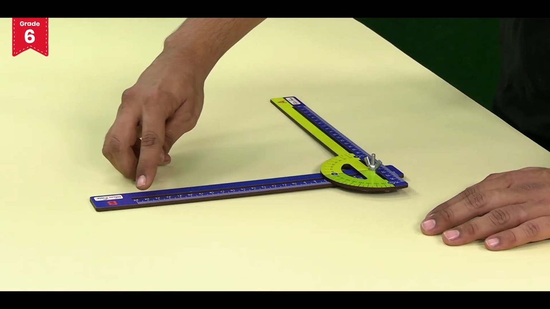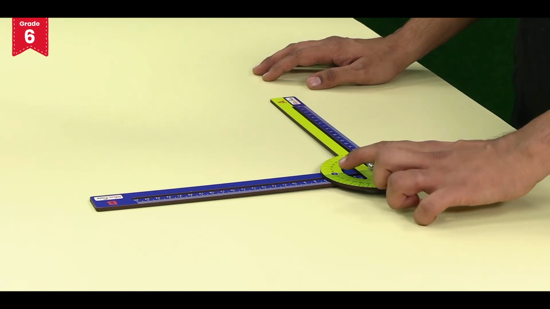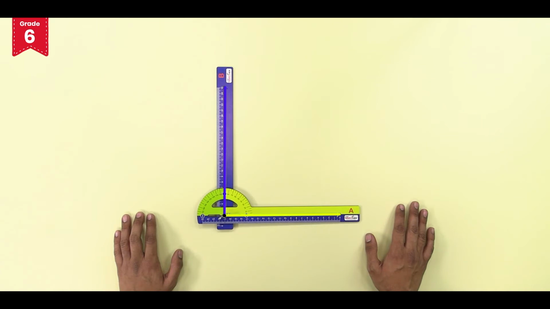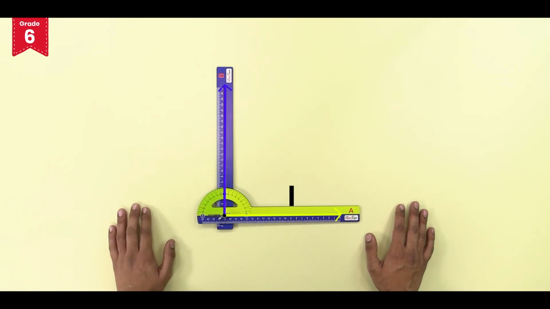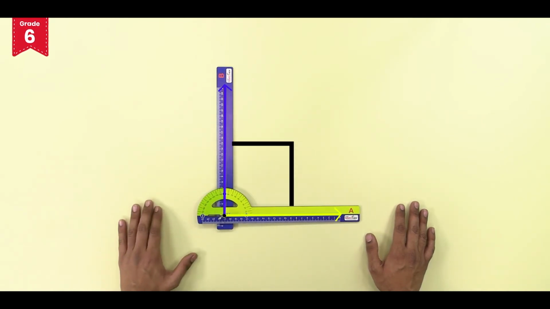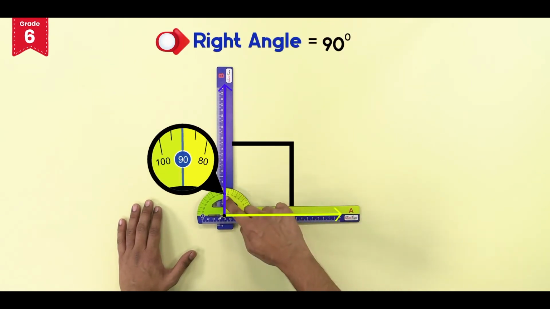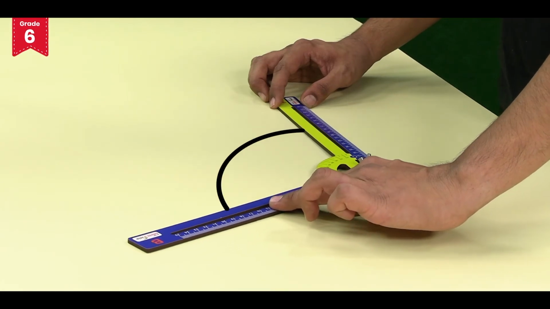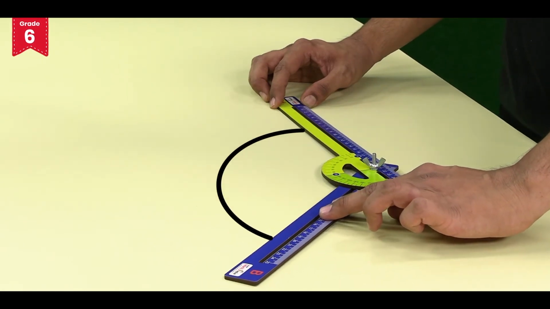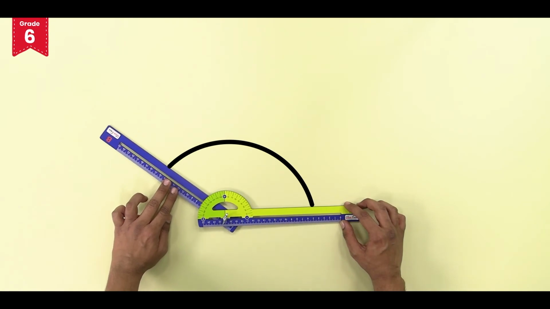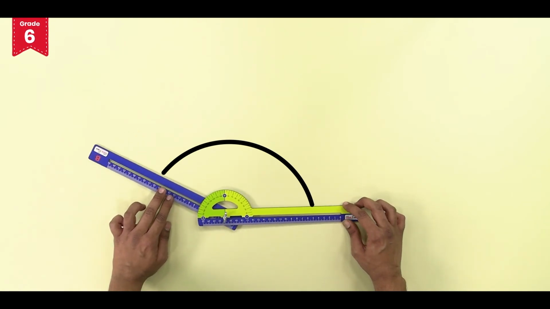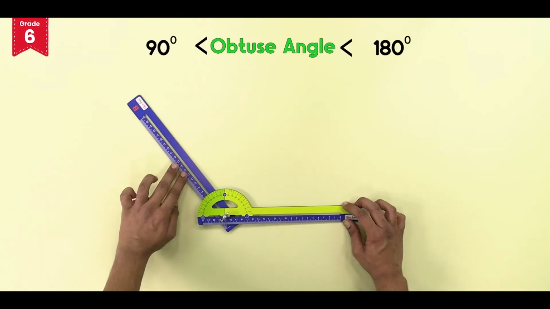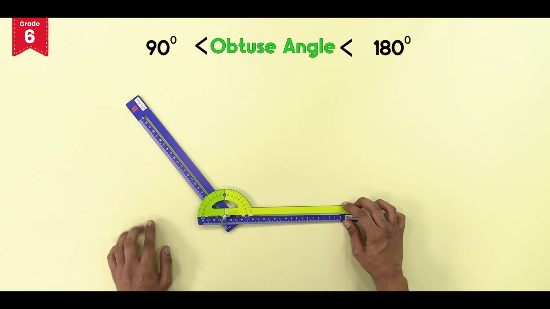When the slit of the measuring tool B is exactly under the 90 degree mark of the measuring tool A, it denotes a right angle. The measure of a right angle is exactly equal to 90 degrees. When the measuring tool B is under the green section of the measuring tool A, it denotes an obtuse angle. The measure of an obtuse angle is between 90 degrees and 180 degrees.